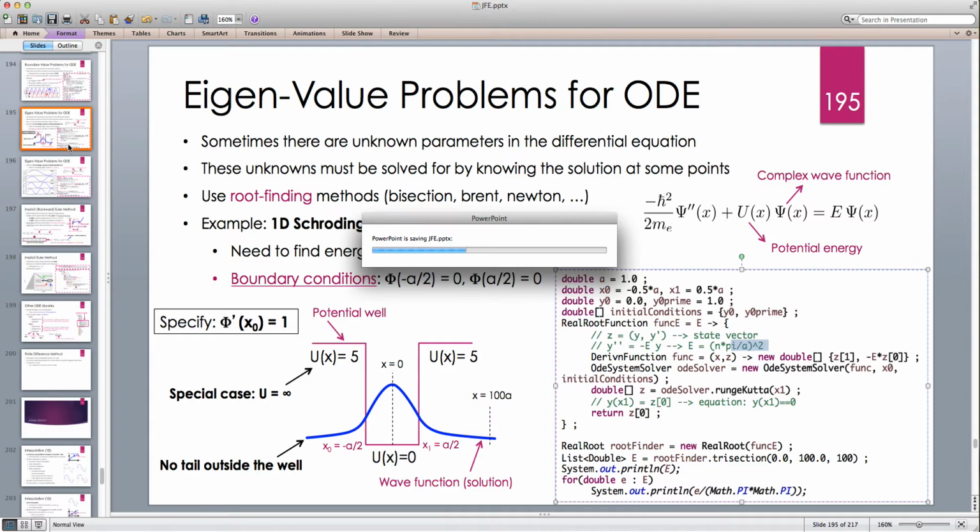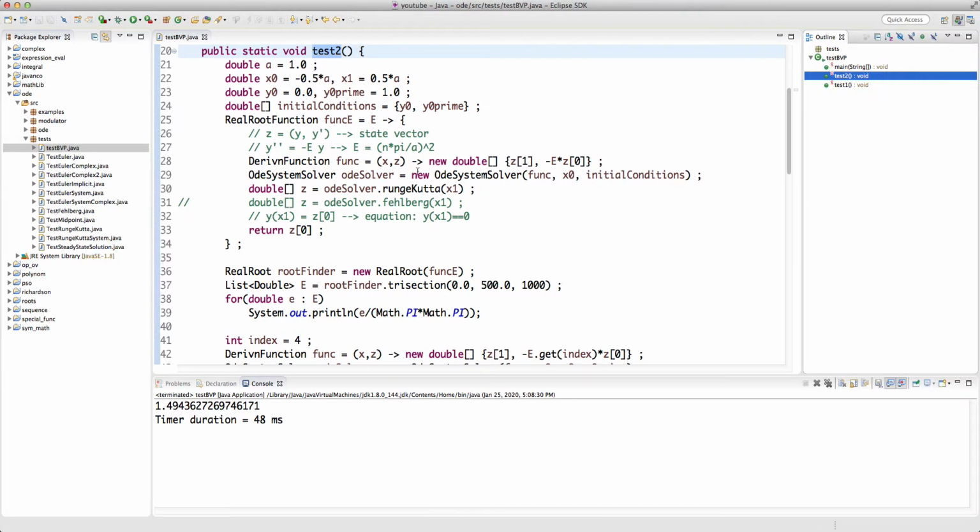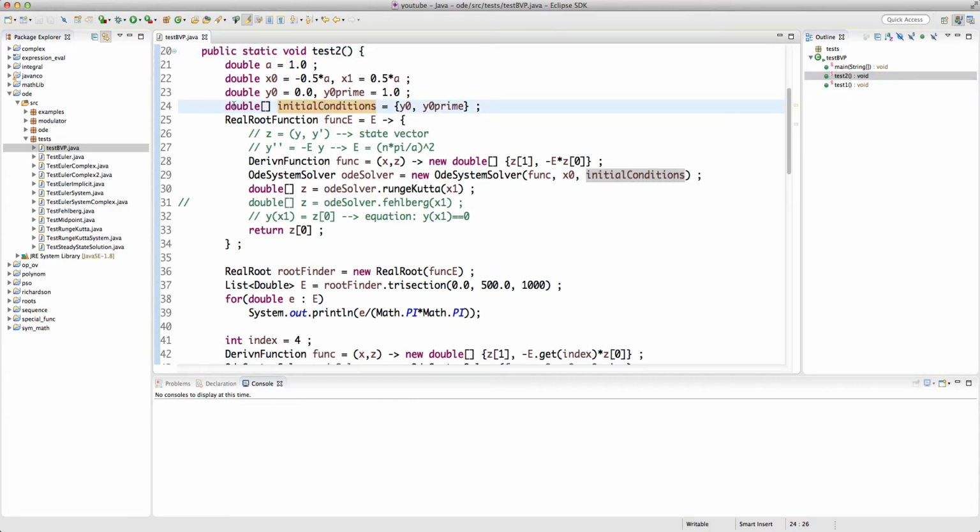All right? So let's go and have a look at the actual code. So here's the code. Test 2, initial conditions: x0 is minus 0.5 times a, x1 is 0.5 times a, and we can use Runge-Kutta or Fehlberg or any other methods. Fehlberg was the most accurate. It has fifth order accuracy. So Fehlberg, the one that we implemented, is order h^5, and Runge-Kutta gives us order h^4.